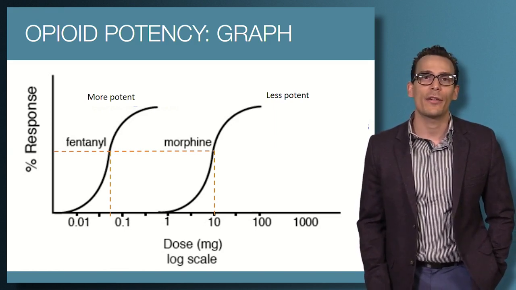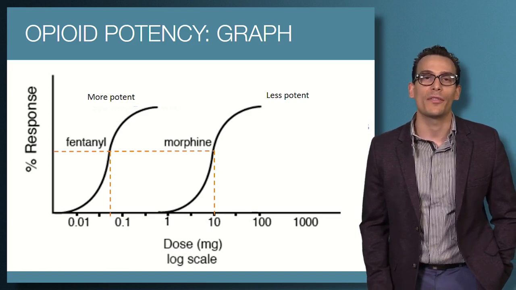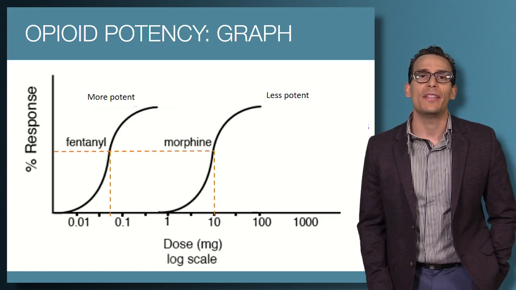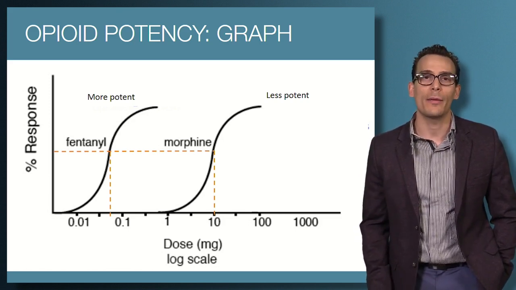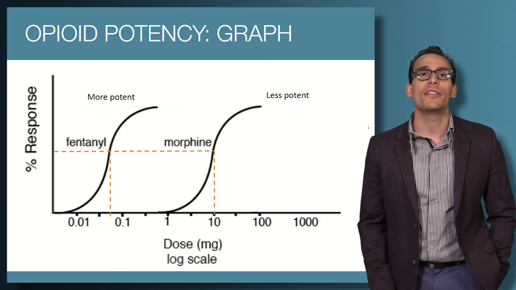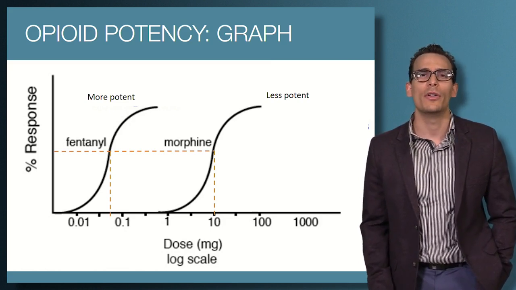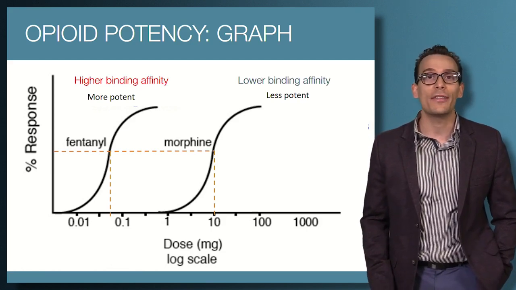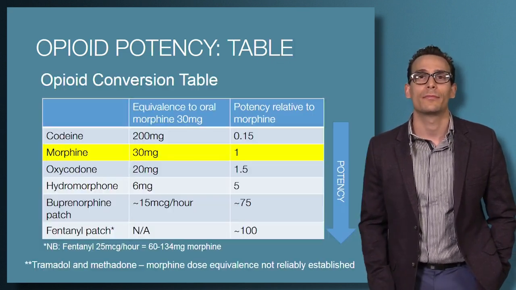We have 2 opioids here, fentanyl and morphine, with the drug dose on the x-axis and the response on the y-axis. And if we follow the dashed yellow line, we can see that fentanyl is able to cause the same response as morphine, but at a much lower dose. This means that fentanyl is more potent than morphine. This is predominantly due to the fact that fentanyl has a higher binding affinity than morphine, or that fentanyl binds to its receptors much more tightly than morphine does.